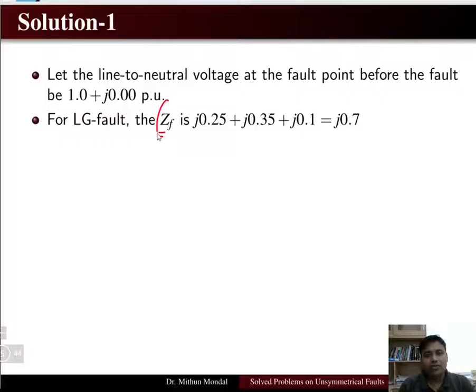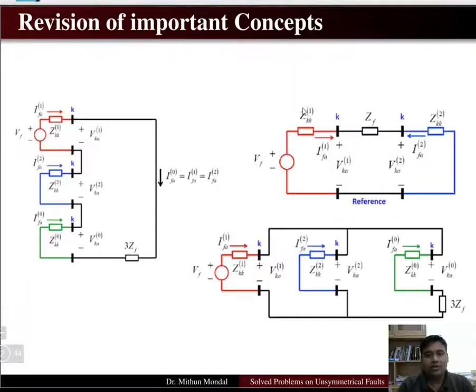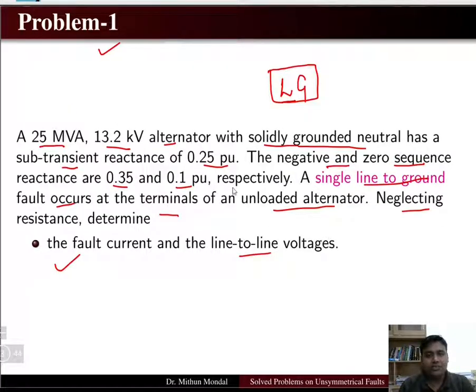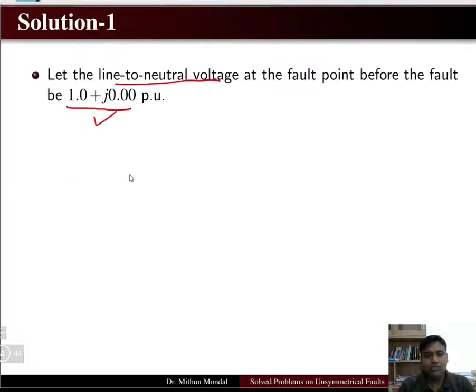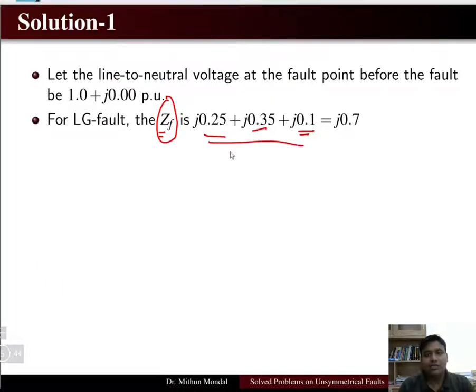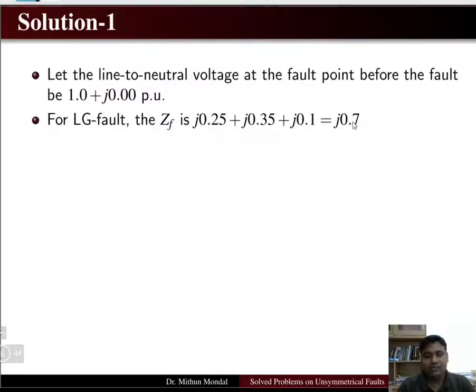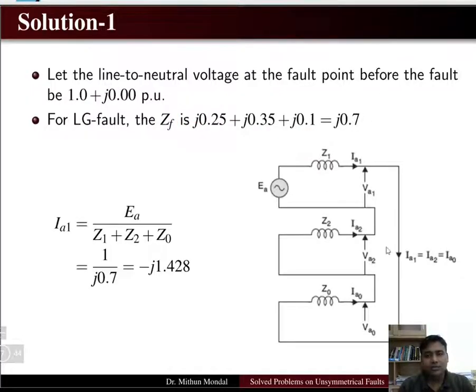So the fault impedance ZF is the sum of the impedances 0.25, 0.35 and 0.1 that are given in the problem. So in the problem it is given that the subtransient reactance, that is the positive sequence, is 0.25, and 0.35 and 0.1 are the negative and zero sequence reactances. So add up all these three to get the fault impedance ZF, which is equal to J 0.7. Then this is the circuit for line to ground fault.